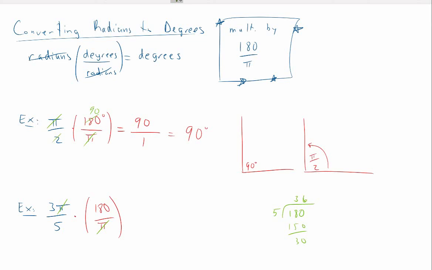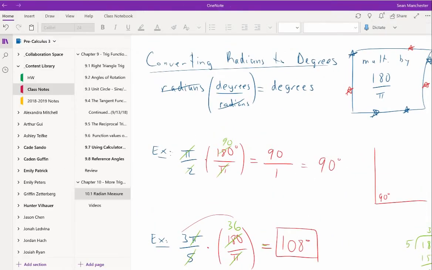So we see that 180 over 5 is 36. So 5 cancels 180 and leaves 36 behind. So all we have left here is 36 times 3, which is 108. So an angle of 3 pi over 5 radians is equal to 108 degrees. So that's just a couple problems practicing converting angles from radians back to degrees. Important point to remember, of course, if we're converting from radians back to degrees, we'll always multiply by 180 over pi.